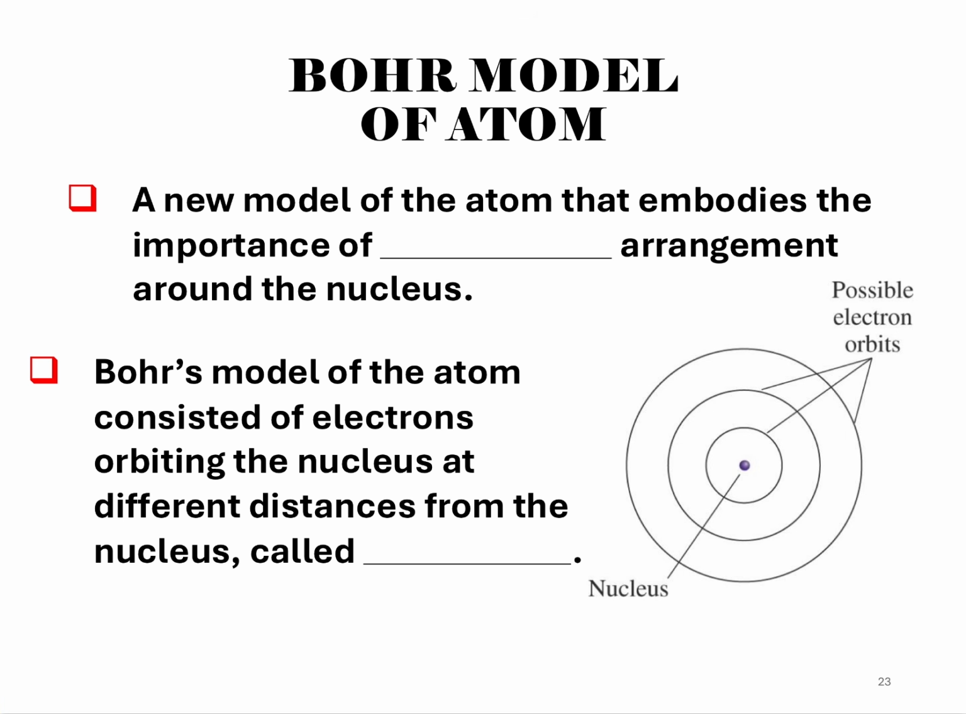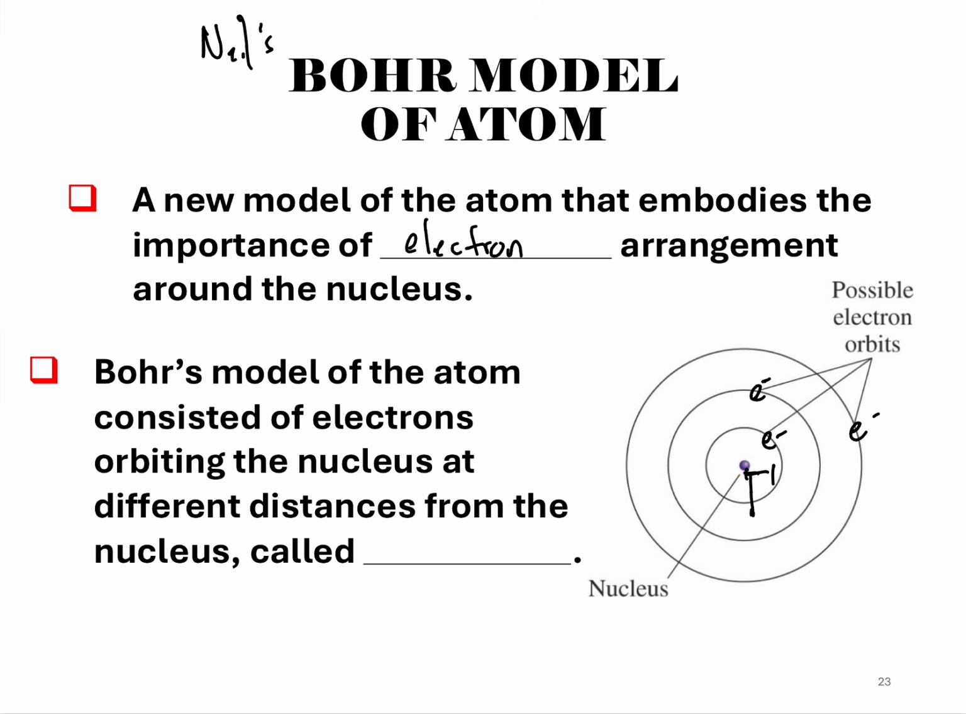And so Bohr, Niels Bohr, was a famous physicist during the same time as Einstein, and one of the fathers of what we call quantum mechanics, came up with a new model of the atom that embodies the importance of electron arrangement around the nucleus itself. And so Bohr's model of an atom basically said, well, we actually have electrons orbiting around the nucleus, right? So these are all possible electrons that can orbit around the nucleus, kind of like our planet orbits around our sun. And these could only exist at very distinct orbits, meaning very specific distances, right?